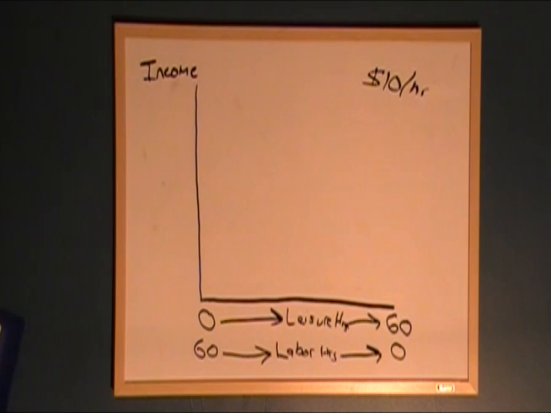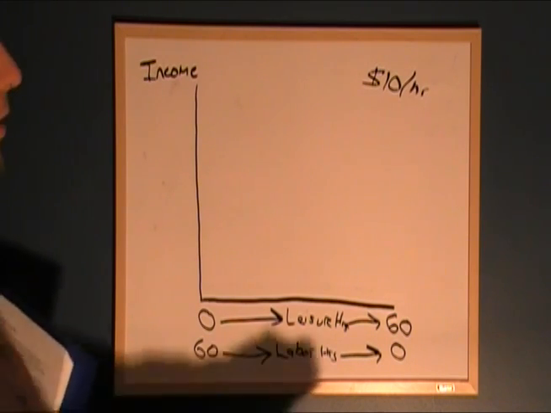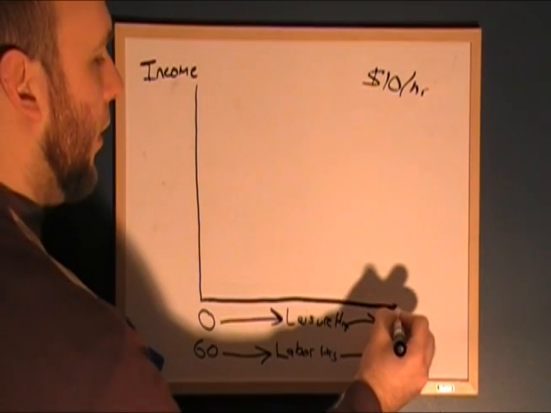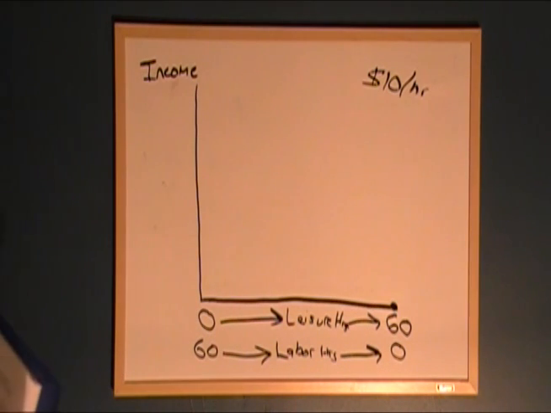So let's find out what our endpoints are going to be. First, let's start over here. If we took 60 leisure hours and worked 0 labor hours, how much money would we make in any given week? The answer, yes, is 0. 0 times 10 is 0. So one end of the spectrum is going to be 0 income.